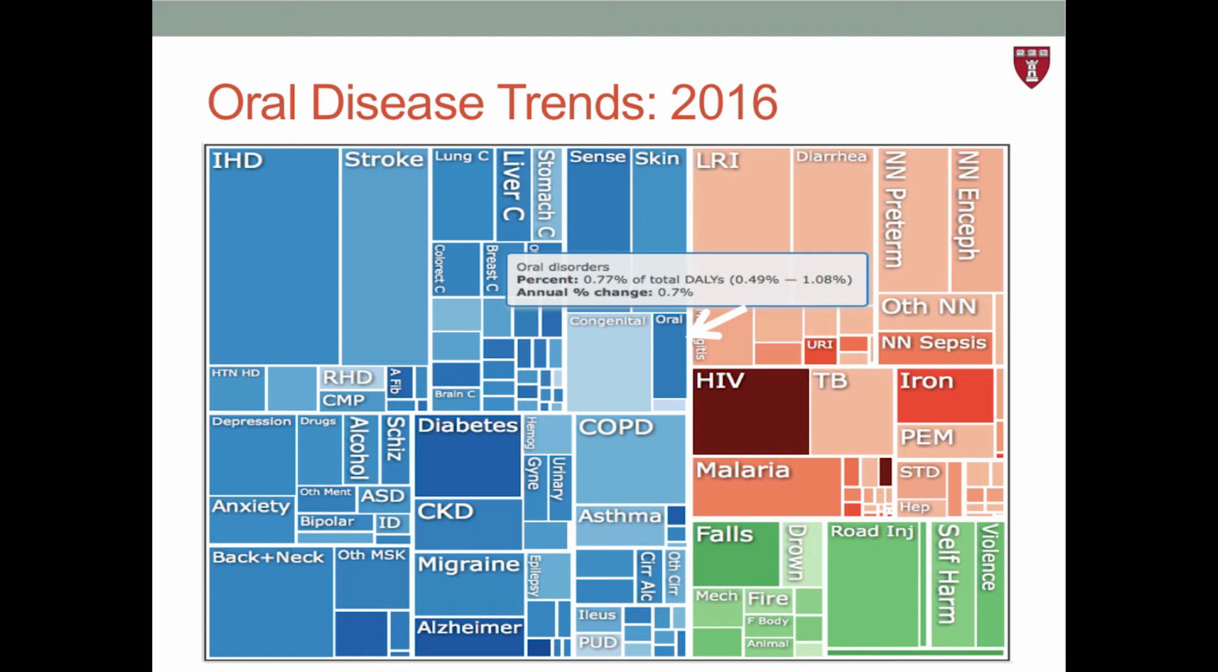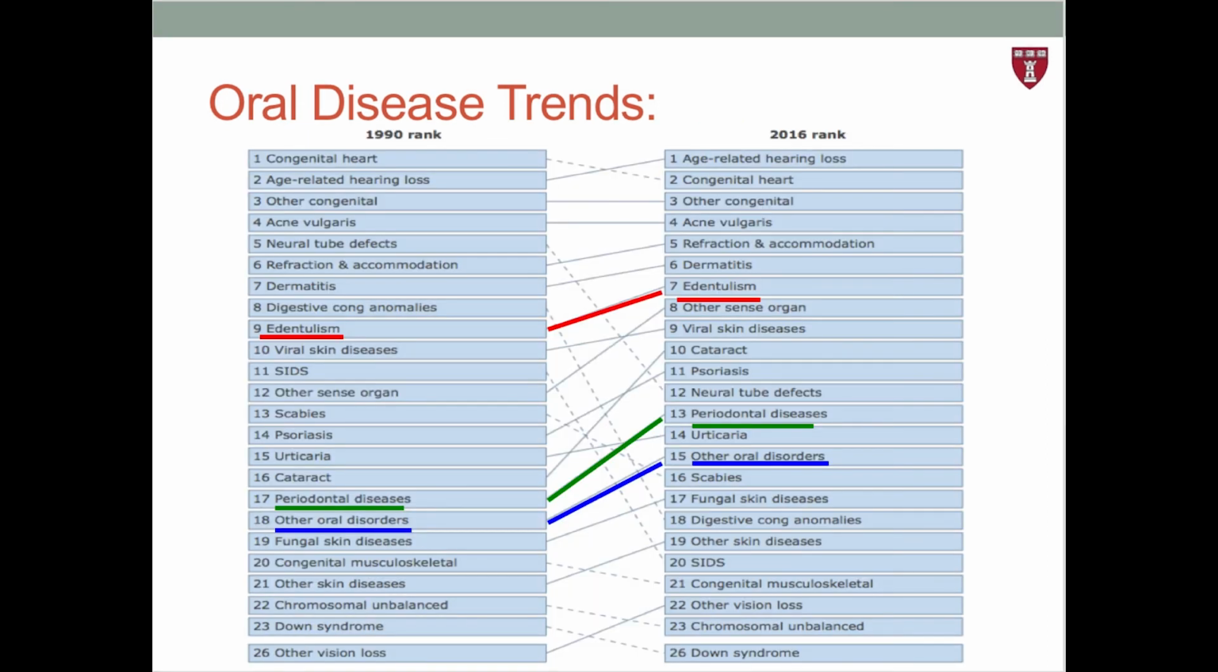And here we can break it down a little further. These are some examples of specific oral disorders that I've underlined here. This is a ranking of non-communicable diseases by their rank in DALYs. On the left you see 1990, and on the right you see 2016. I've highlighted in red edentulism, and you see it went from rank 9 to rank 7 as far as the burden. So it's increasing in burden.